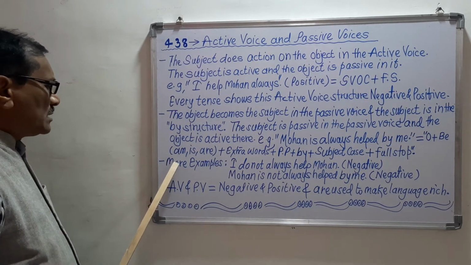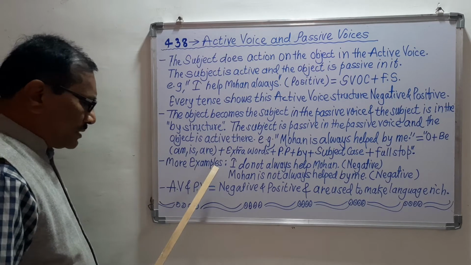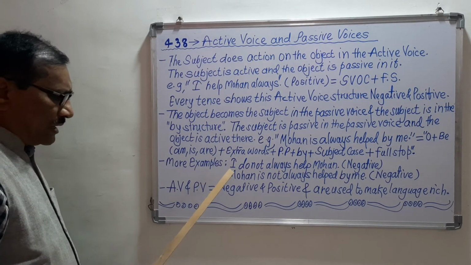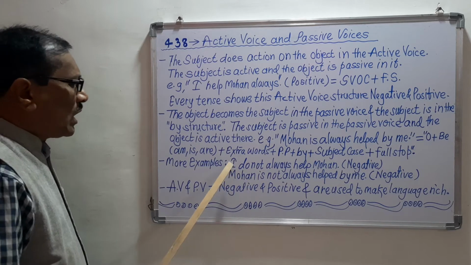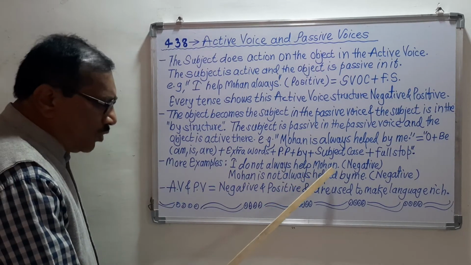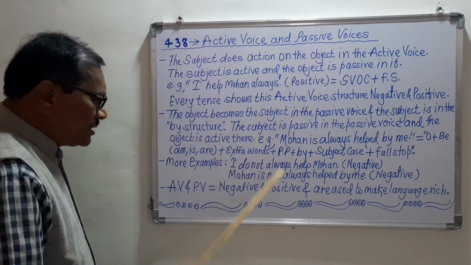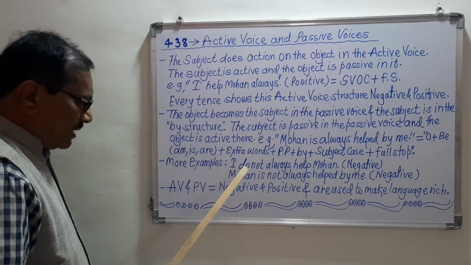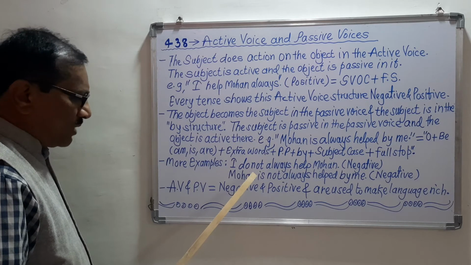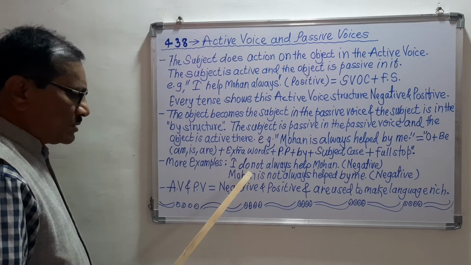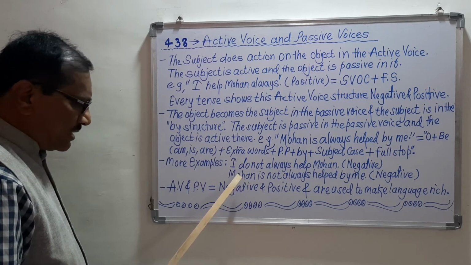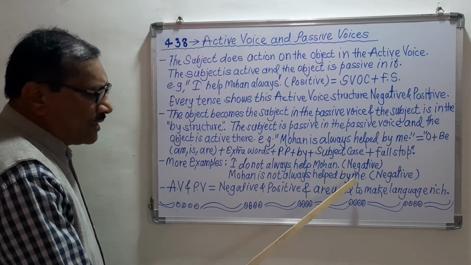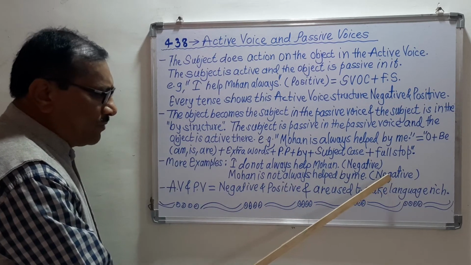Now we will discuss some more examples for understanding, and for speaking and writing English. So "I do not always help Mohan." This is the active voice, but this active voice is negative, and that's why we will make the passive voice of this negative sentence, and that voice is "Mohan is not always helped by me." That is the negative passive voice.